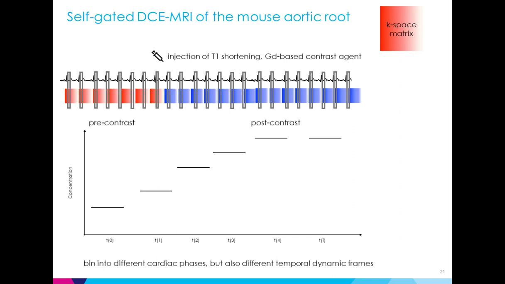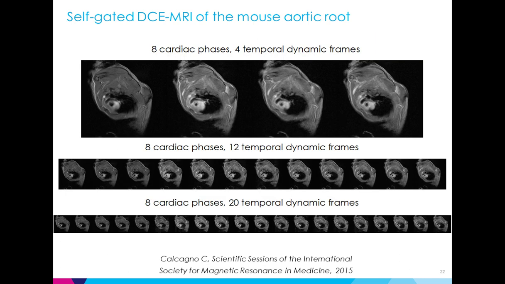If we were to reconstruct images from this kind of acquisition, images acquired before the injection of contrast would look as if there was no enhancement, which is what it should be. But as we inject, and as we reconstruct images not only by cardiac phase but also over time, we would see uptake of contrast agent. So this is an approach that we have used to start developing a dynamic contrast enhanced MRI of the mouse aortic root.